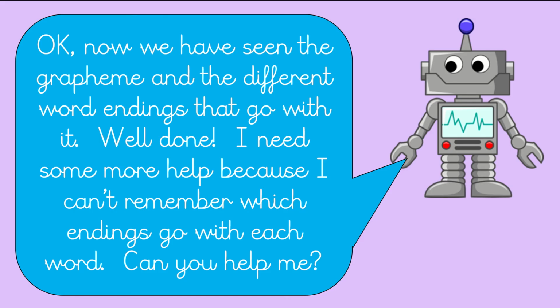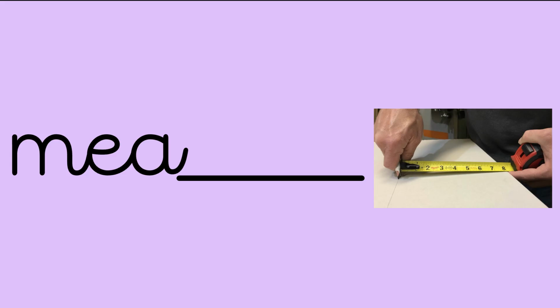Rex is saying, okay, now we have seen the grapheme and the different word endings that go with it. Well done. I need some more help because I can't remember which endings go with each word. Can you help me? Right. Oh, he's forgotten which ending goes here. Right, see if you can remember and tell me which ending. They're all 4 letters. Let's see if you can remember which one this one is.